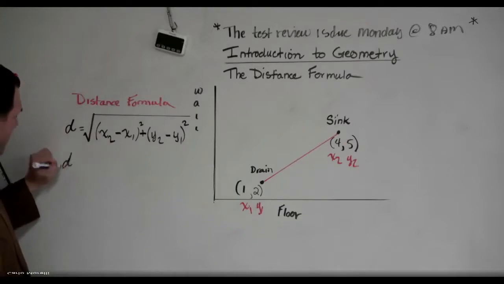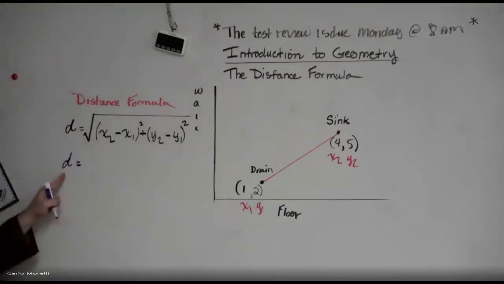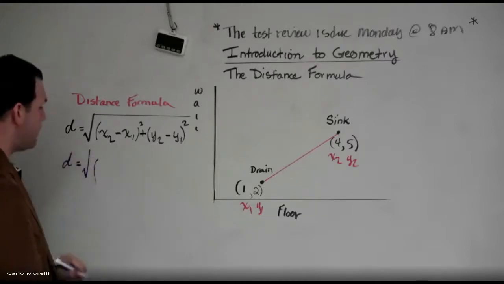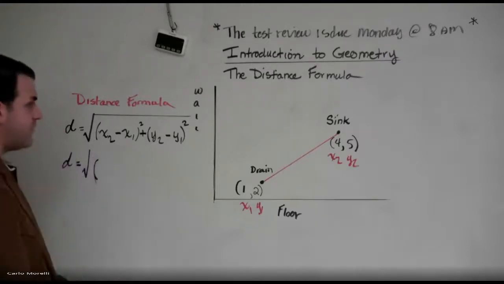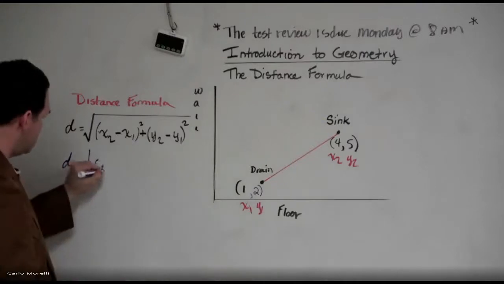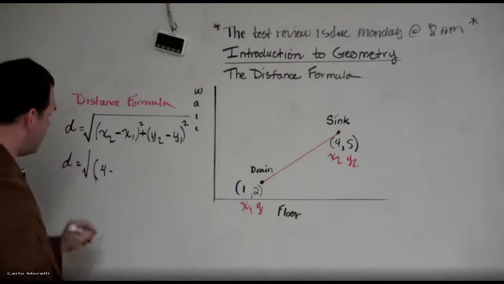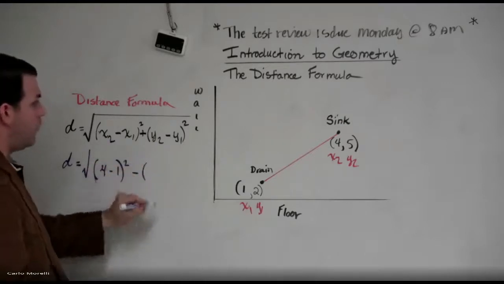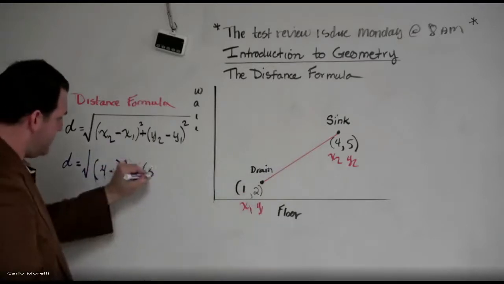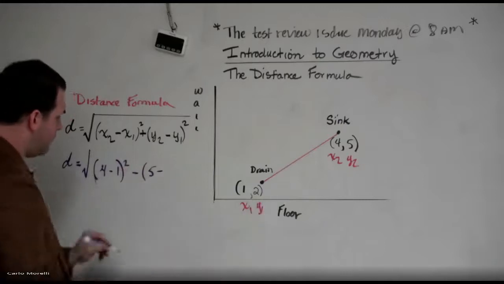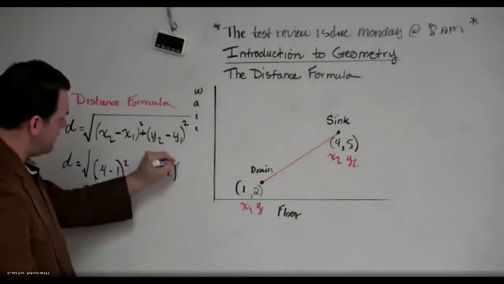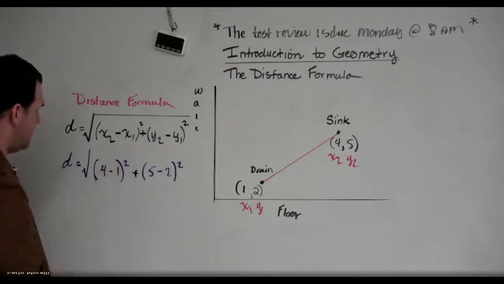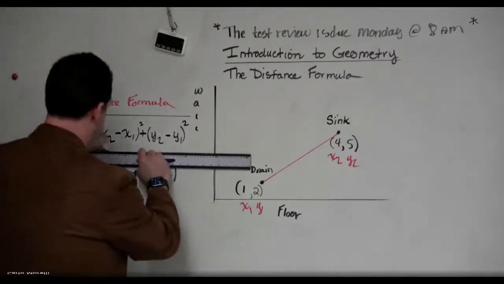So this is our pipe. This is the length of the pipe. It's going to be equal to the square root of, open parentheses, x2 is 4 minus x1, which is 1. That's going to be squared, minus y2, which is 5, minus y1, which is 2. That's going to be squared. This is a plus symbol right here. And we're taking the square root.